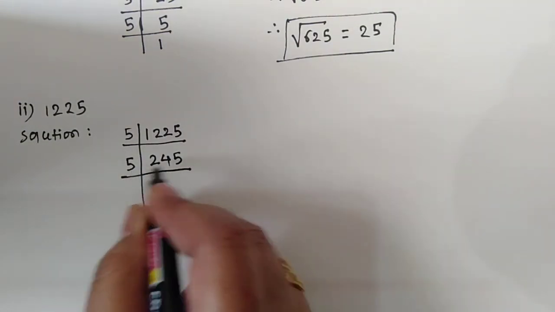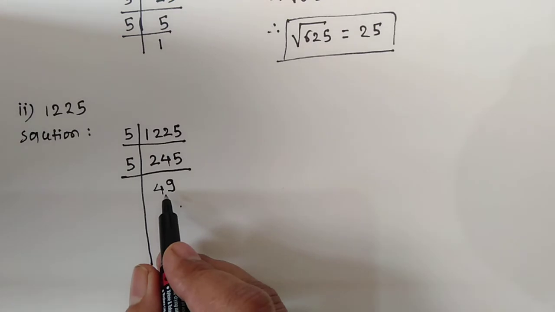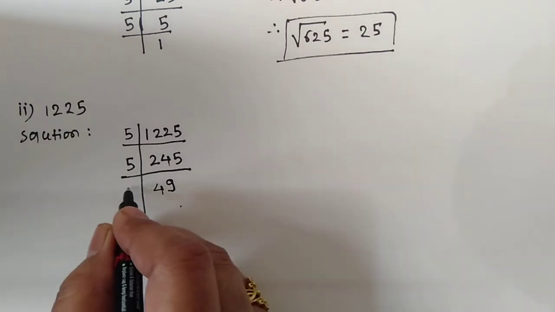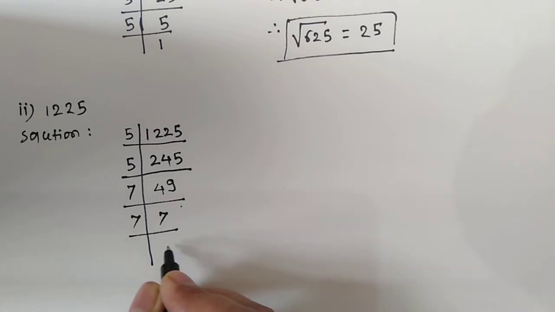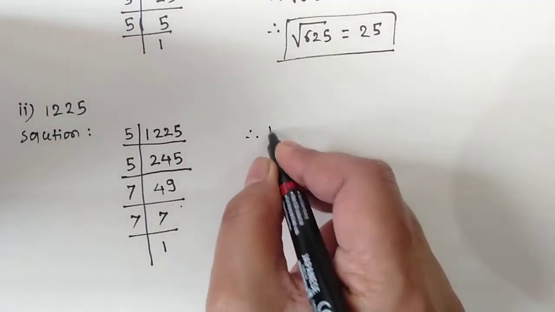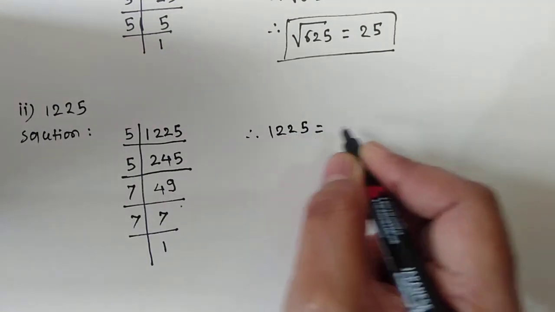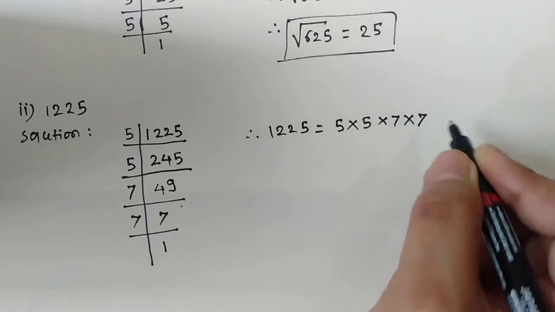5 fours are 20, 5 nines are 45. And we know that 49. 7 sevens are 49. So 7 sevens are 49, 7 ones are 7. Now collect all the factors. Therefore 1225 is equal to 5 multiplied by 5 multiplied by 7 multiplied by 7.